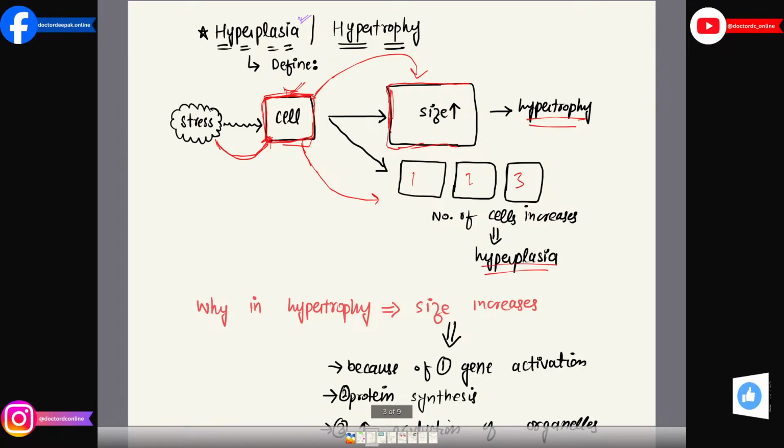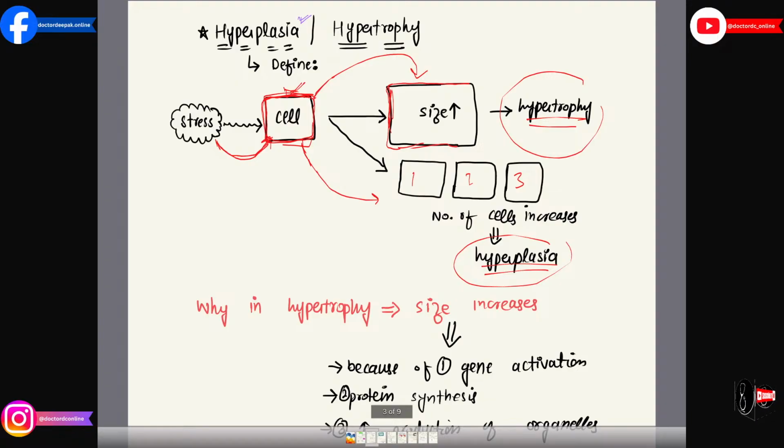The basic difference between hyperplasia and hypertrophy is this: when you put a stress on a cell, if that cell increases its size, it is called hypertrophy. Keep in mind, an increase in the size of a cell is called hypertrophy. And if the number of cells increases, it is called hyperplasia. This is the basic difference between hypertrophy and hyperplasia, and you have to keep it in mind. These are the basic terms. If you don't understand these terms, it will be very difficult when we discuss the systems.